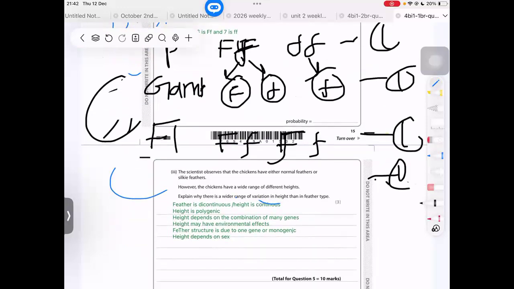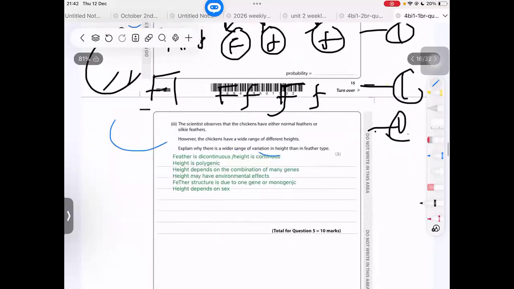Yes, miss. Okay. The third question: the scientist observed that chickens have either normal feathers or silky feathers. However, the chickens have a wide range of different heights. Explain why there is a wider range of variation in height than in feather type.